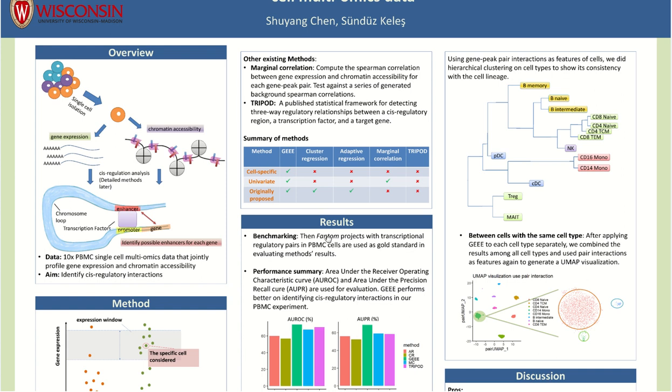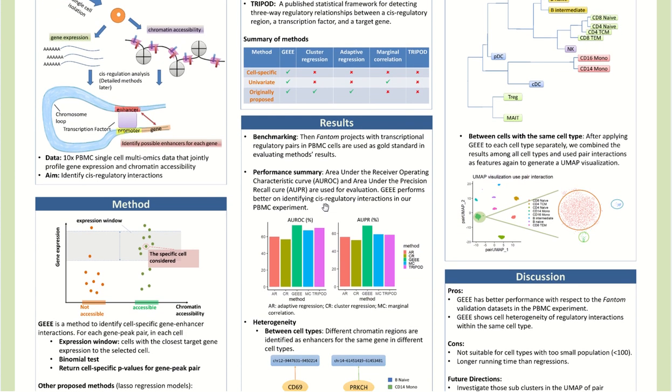The next section is about the results. We used the Phantom project as the benchmark dataset, which has transcriptional regulatory pairs in PBMC cells. Those pairs are used as gold standard in evaluation. AUROC and AUPR we used for evaluation are shown in this bar plot for each method here. We observed that G performs better in both terms for the PBMC experiment.